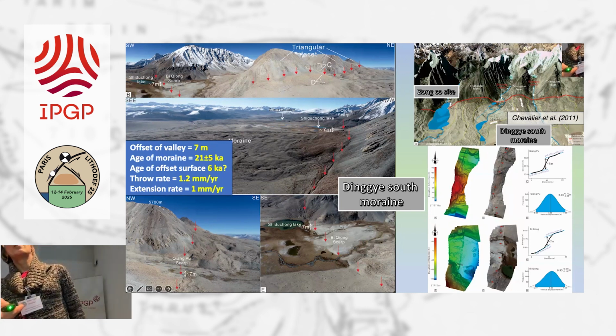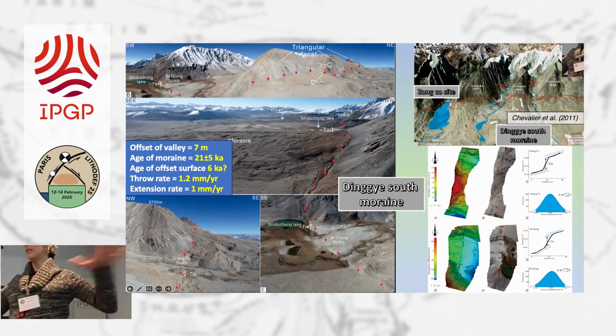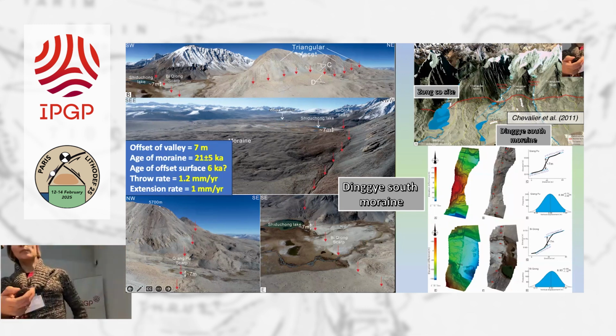So we measured the fault scarp in the 2 valleys on each side of the moraine. And they're similar, they're actually identical. 7 meters here, 7 meters here. So this is this valley here and this valley here. And we have data on the Zongtso fan as well, Zongtso sites. So we have 7 meters in the valleys. We can't do anything with the moraine age, but we can assume or infer that those surfaces have a similar age as here. That means that the throw rate would be 1.2 millimeters per year, or the extension rate would be 1 millimeter per year.